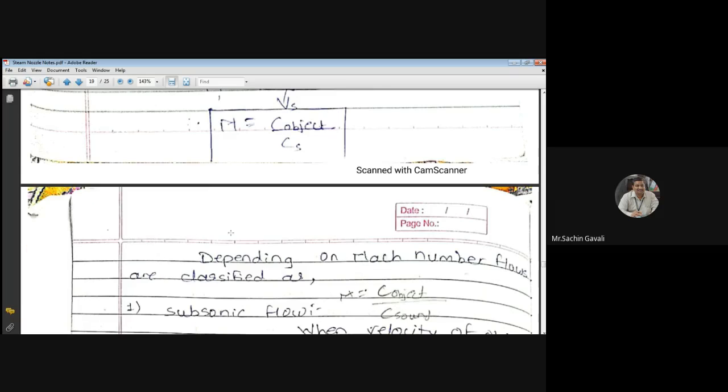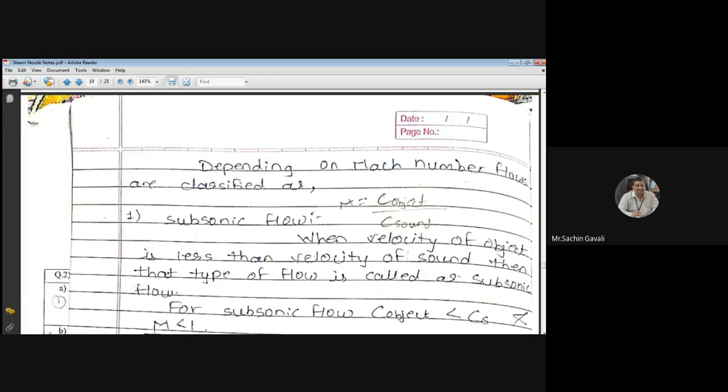Depending on Mach number, flows are classified as subsonic flow.